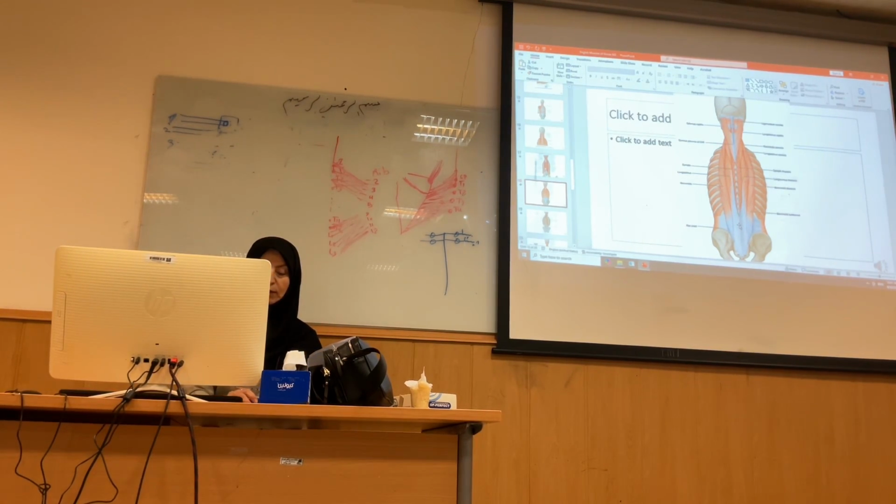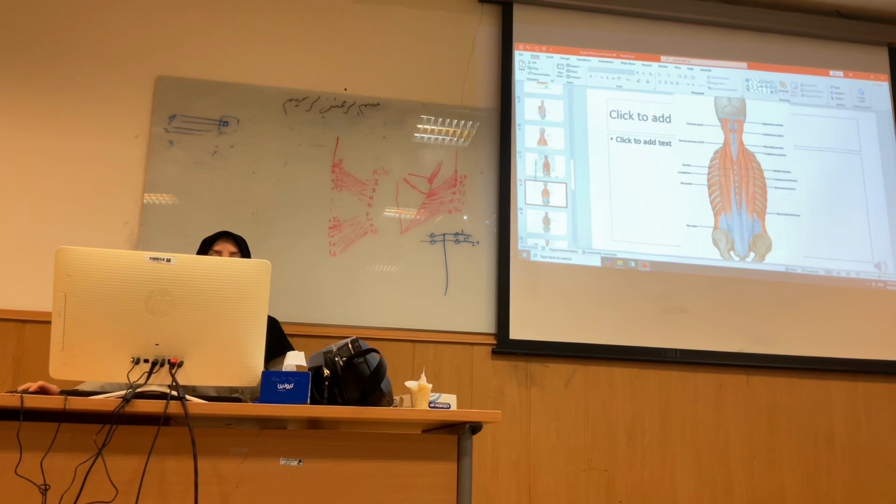Have you ever heard about the Iranian kebab or Turkish kebab? Which part of the body of the cow or sheep is better for kebab? Erector spine, near the vertebral column. We call it erector spine.